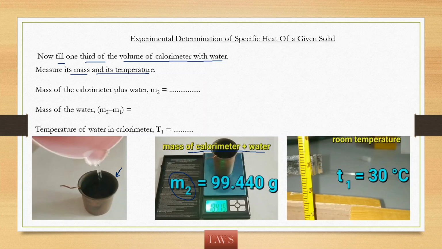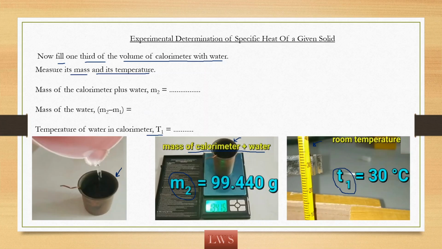I noted down the mass of calorimeter and water as M2, and I want to measure the temperature of this water. See here, as both water and calorimeter are in the same container, whichever is the temperature of water, that will be the temperature of calorimeter also. So with the help of a thermometer, I am measuring the temperature of calorimeter and water, and I am noting it as T1. Here T1 represents the temperature of calorimeter and water.